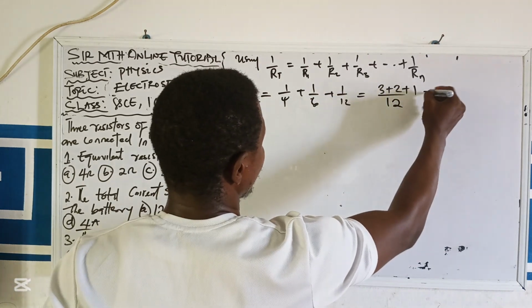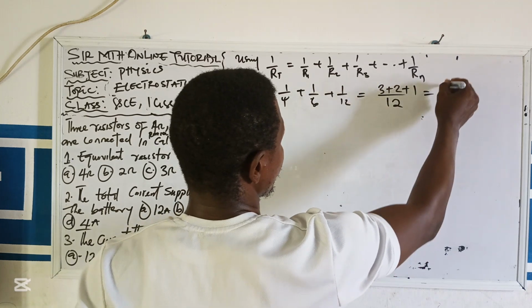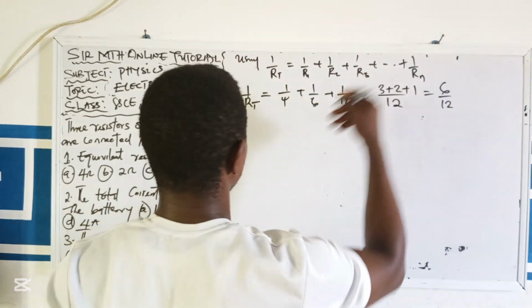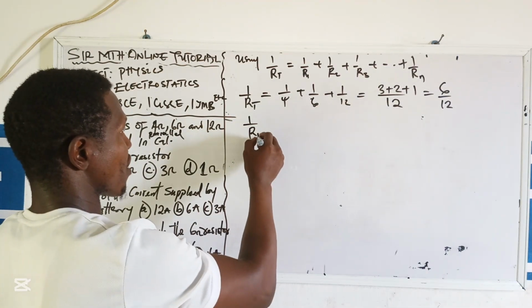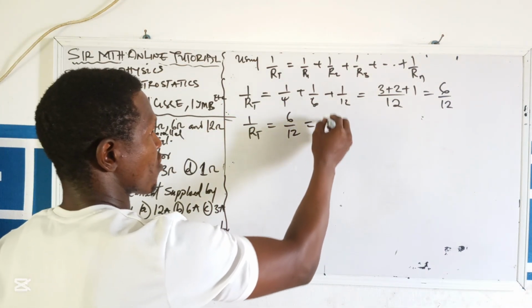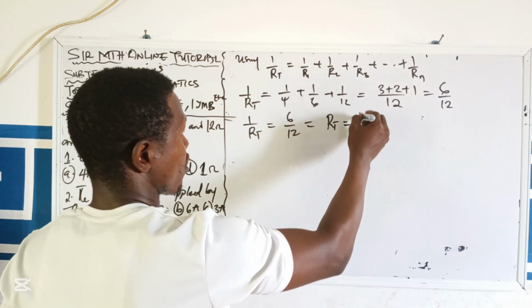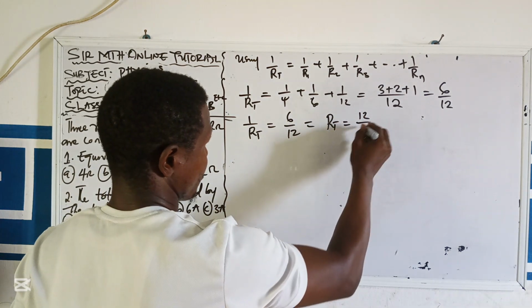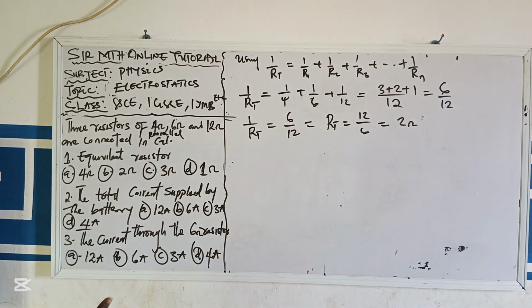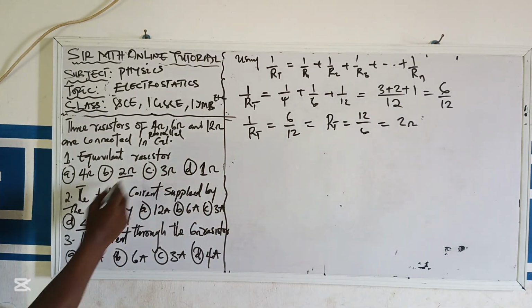Sum it up, we have 6 over 12. When we take the inverse of this 6 over 12, my R_T definitely will be 12 over 6, and that is 2 ohms. So with this information, we have that the answer here is 2. Thank you.